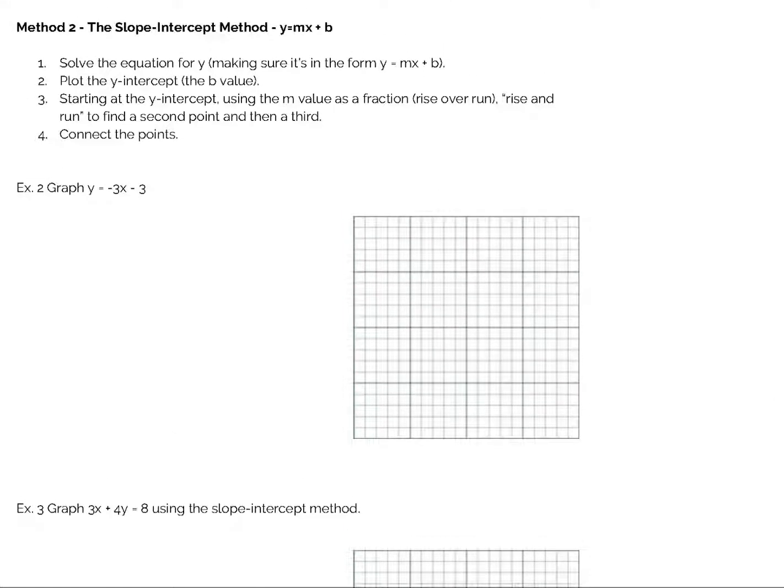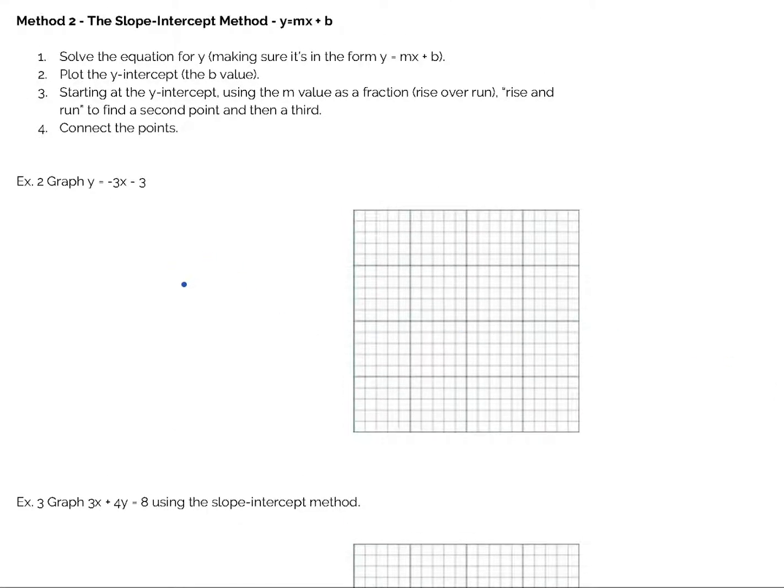All right, next part is graphing using the slope-intercept method. Now this is the slope-intercept form of a line. We have y equals, this has to become a friend of yours, y equals mx plus b, where m is the slope of the line.